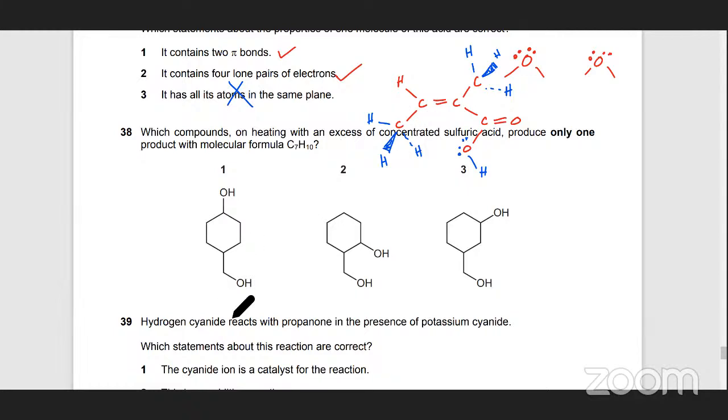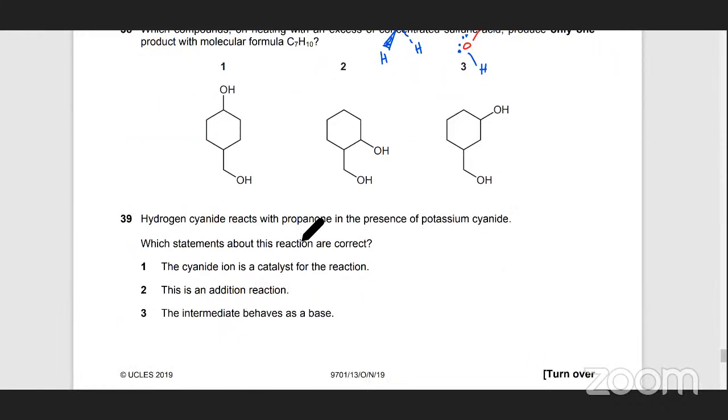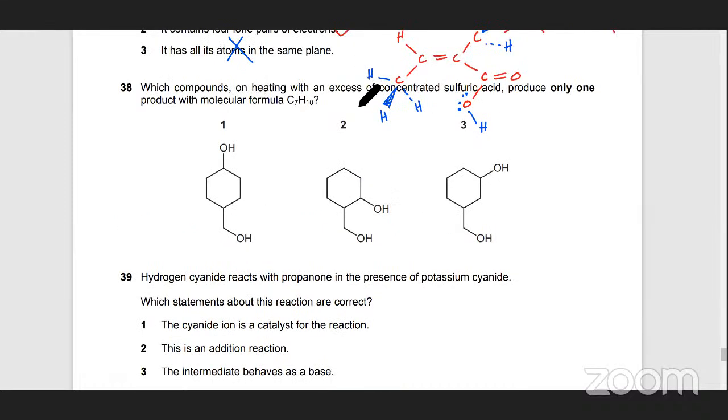After that, question 39: hydrogen cyanide reacts with propanone in the presence of potassium cyanide. So this is the nucleophilic addition reaction. Which compounds on heating with excess concentrated sulfuric acid produce only one product with the molecular formula? So sulfuric acid is a dehydrating agent. It does a lot of things, but since all of these molecules are alcohols, with alcohols it's going to dehydrate them.